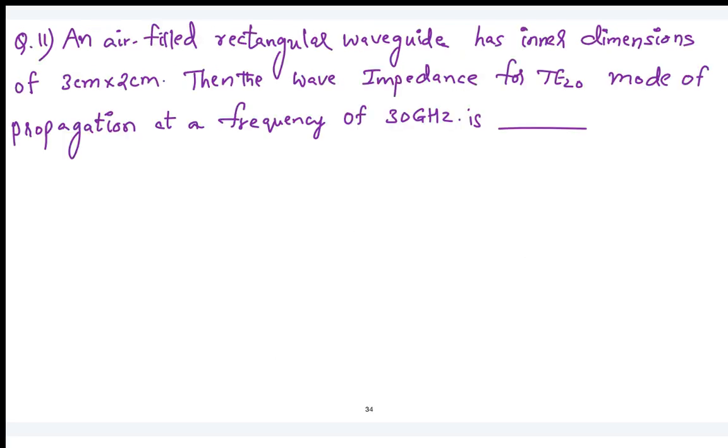So see the next problem. An air-filled rectangular waveguide has inner dimensions of 3 centimeter by 2 centimeter. Find the wave impedance for the TE20 mode of propagation at a frequency of 30 gigahertz. First tell me, what is the wave impedance of a TEM wave, transverse electromagnetic wave?